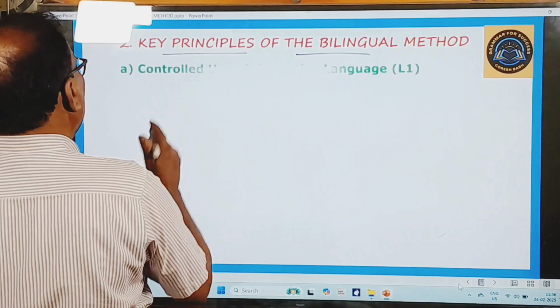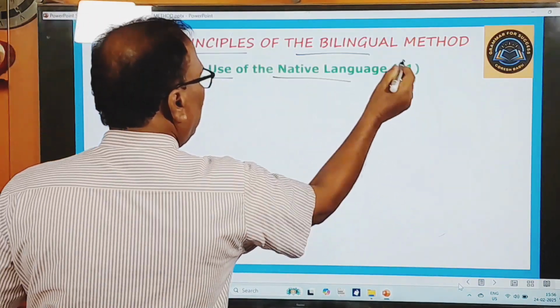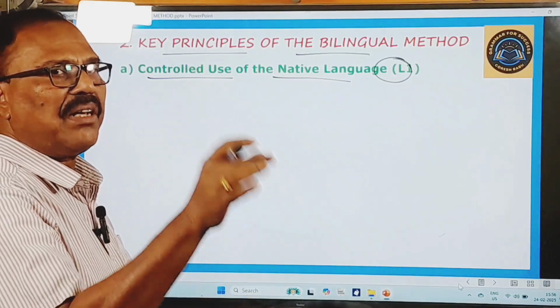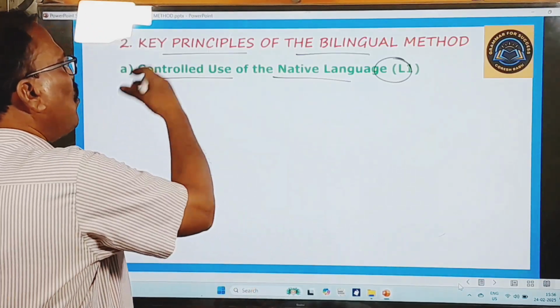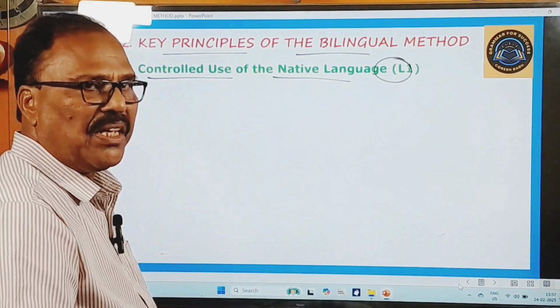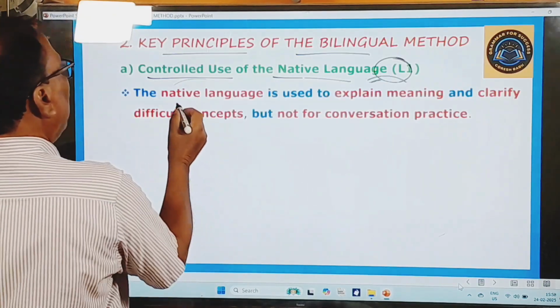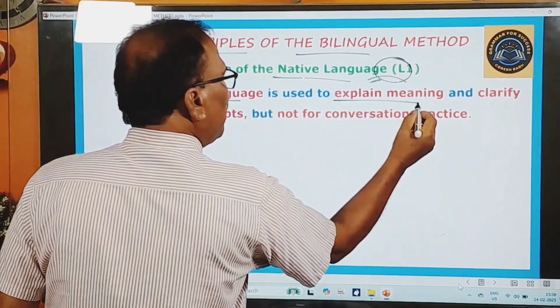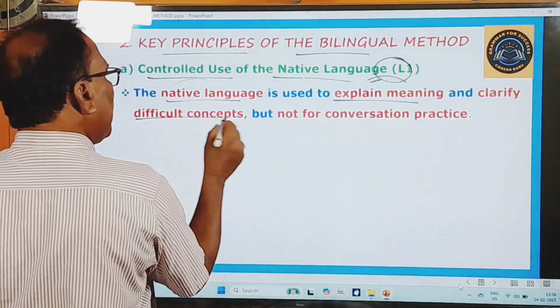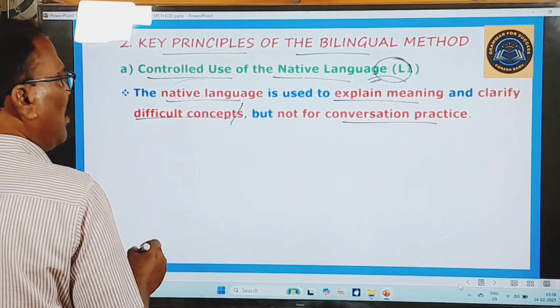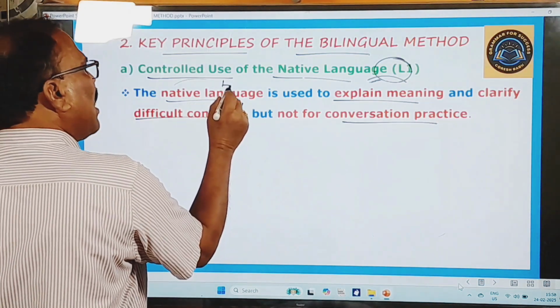The first one is controlled use of the native language, that is L1. Whatever may be your native language, that native language is used in a controlled manner. Okay, not excessively but in a controlled way. And you go to the next point. The native language is used to explain meaning and clarify difficult concepts, but not for conversation practice. You know, this native language L1 is there.